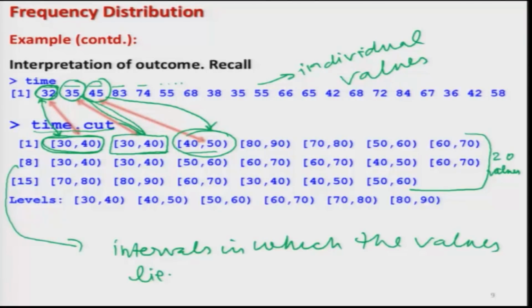You can see there are 20 values here and there are 20 values in the data vector time dot cut. So, every value corresponds to the interval in which it is lying; the 20 intervals in the time dot cut vector provide the interval in which the corresponding values are lying. So, this is how the interpretation of this time dot cut goes, right.